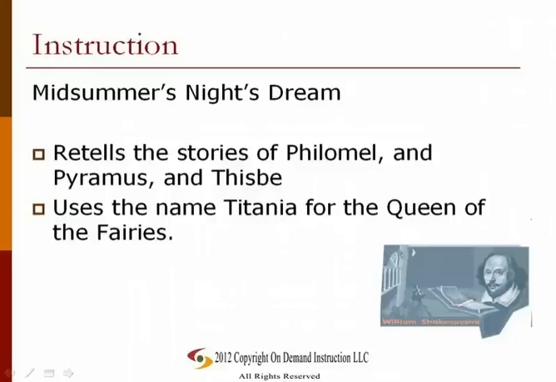Shakespeare's own texts are full of direct quotations and indirect references to Ovid. A Midsummer Night's Dream includes the most direct references to Ovid. It retells the stories of Philomel and Pyramus and Thisbe. He also uses the name Titania for the Queen of the Fairies.